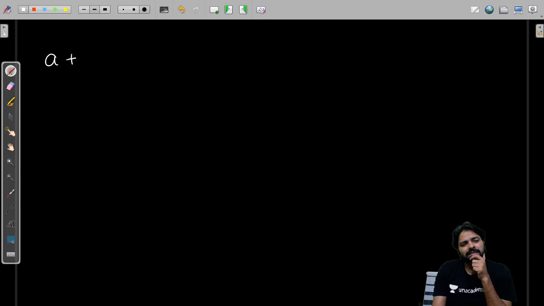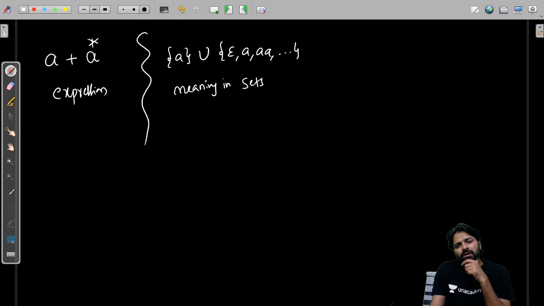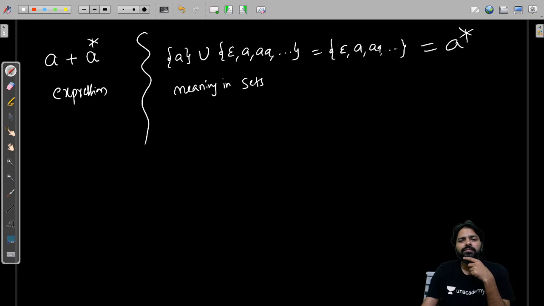Guys, A plus A star. What is the meaning of this? This is the expression. But meaning in sets बहुत जल्दी समझ में आएगा. मतलब एक सेट के अंदर A है यूनियन, एक सेट के अंदर एप्सिलॉन A, डबल A एंड सो ऑन. ये रिजल्ट बनेगा. ये एप्सिलॉन A, डबल A, ये तो अगेन सेम है. This is equal to A star only. Is it clear? The meaning in sets is very easy to understand.